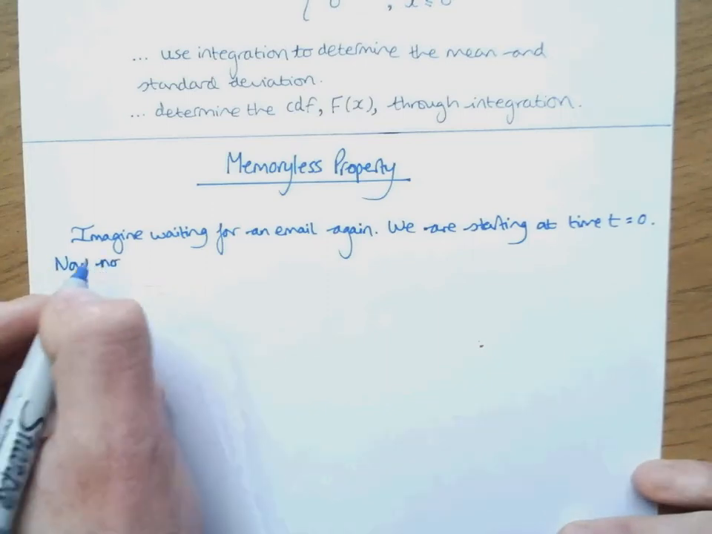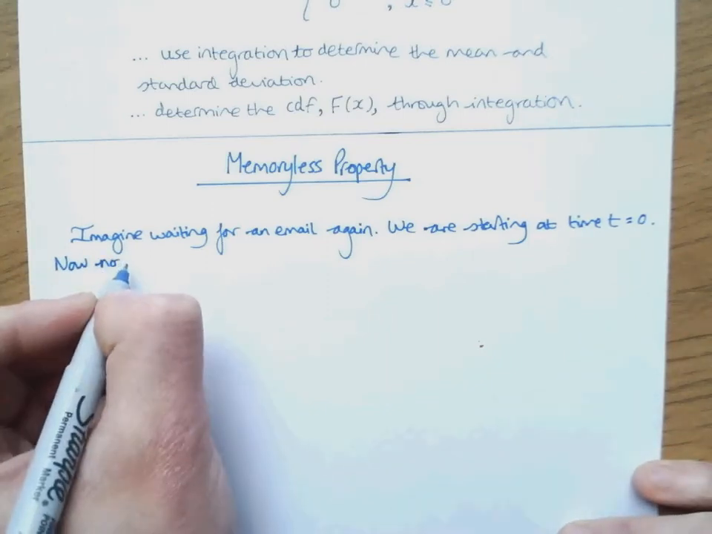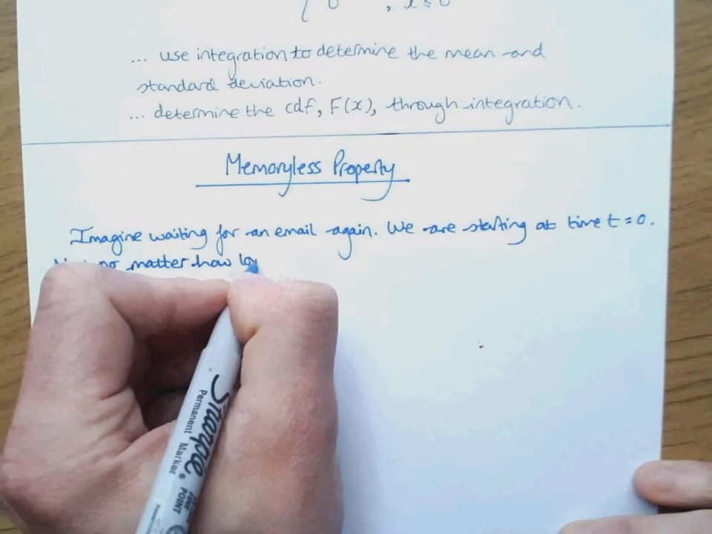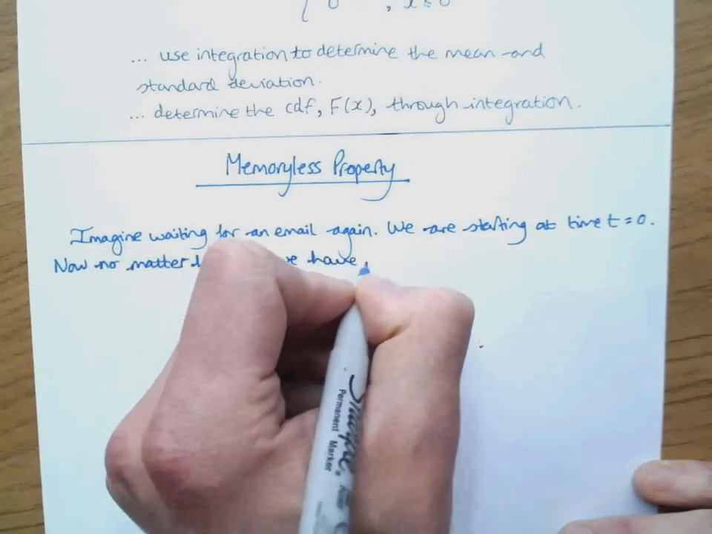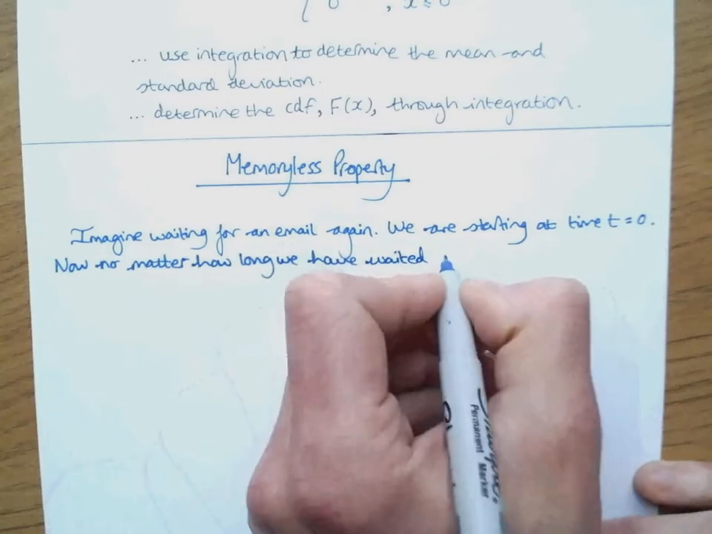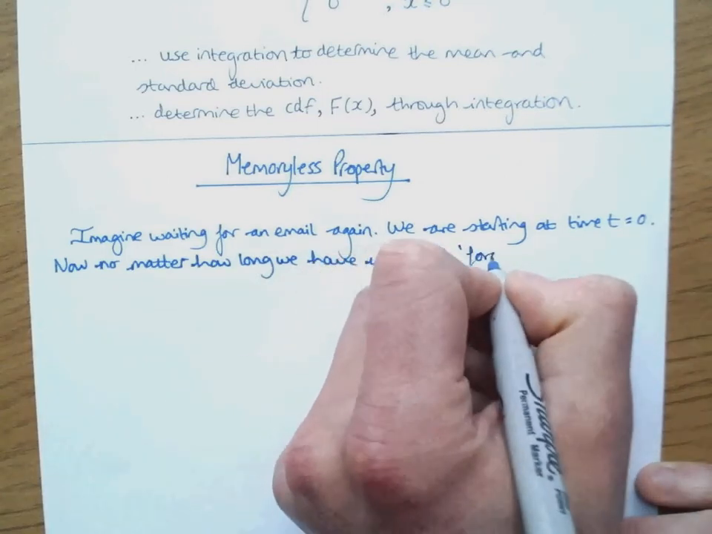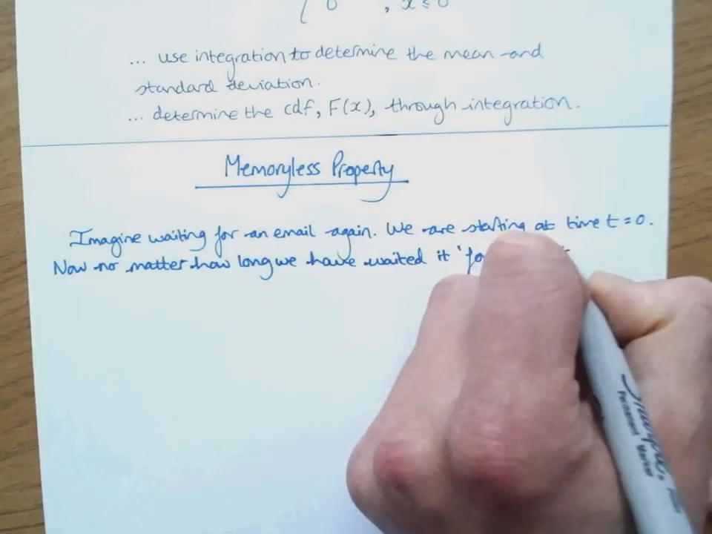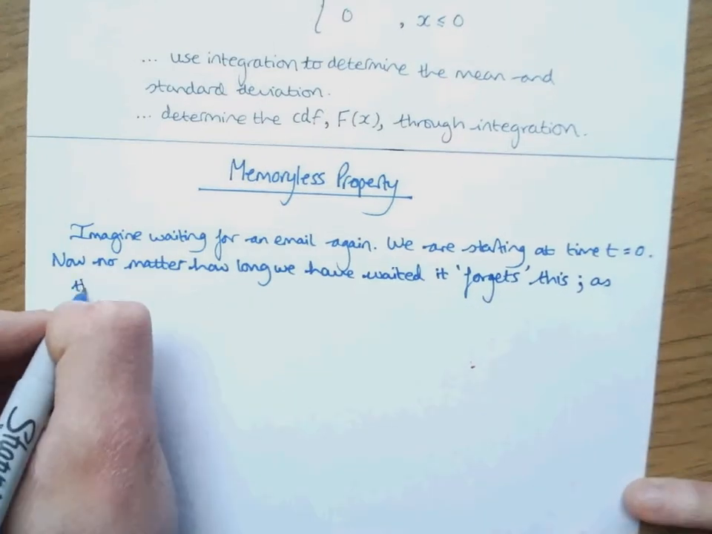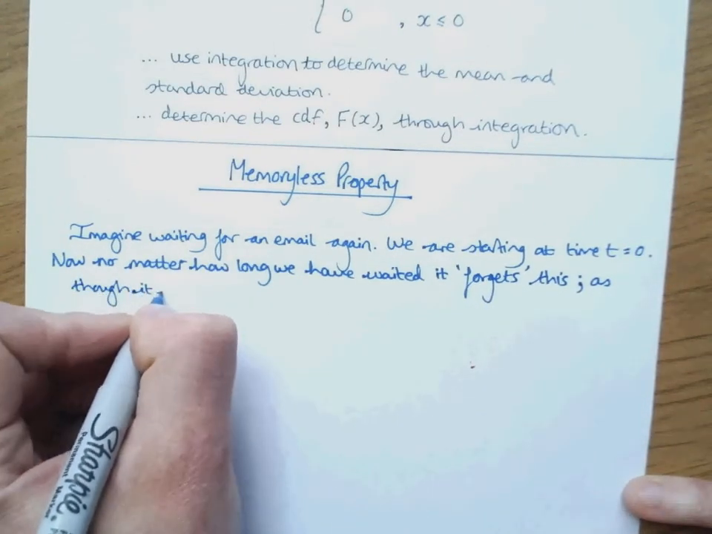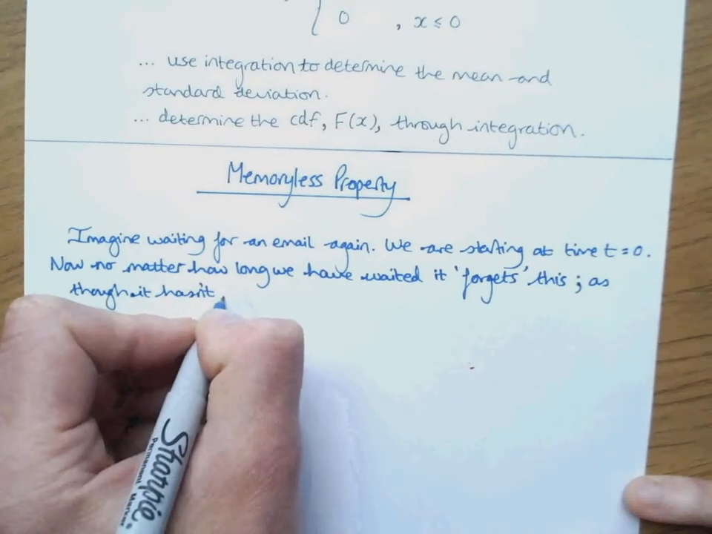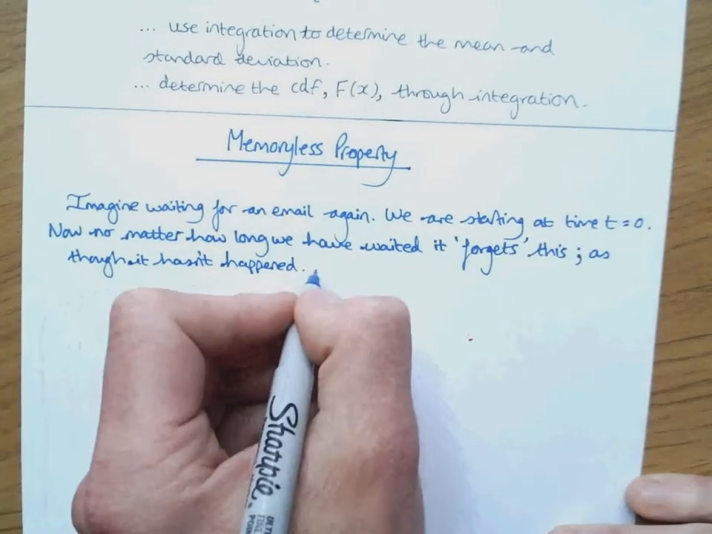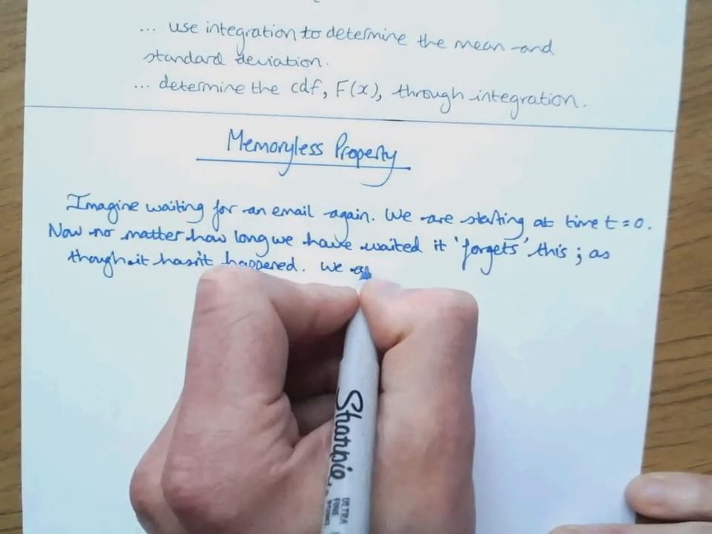So this is a more thorough explanation of what we mean by this memoryless property. What we mean is that no matter how long we have waited for that email to arrive, it's called memoryless because, in terms of probability at least, it forgets this. So it's as though that waiting time just hasn't happened at all. Feels a little bit magical, doesn't it? We're starting from fresh each time.